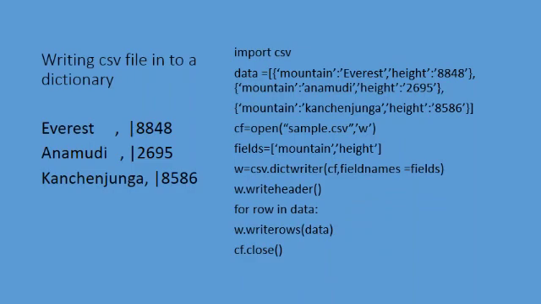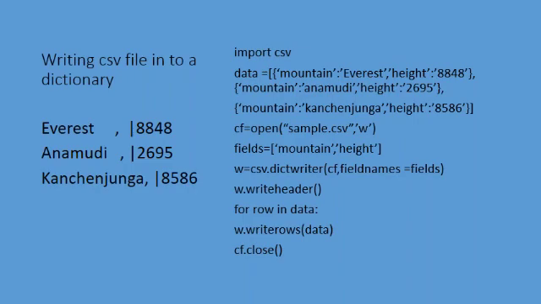Writing a CSV file from a dictionary. How to write our CSV file using a dictionary? How to write that, we are going to see. Import csv. Like info, here I am giving data as a variable which contains all the data. What are the data I have given? Mountain, Everest, height.